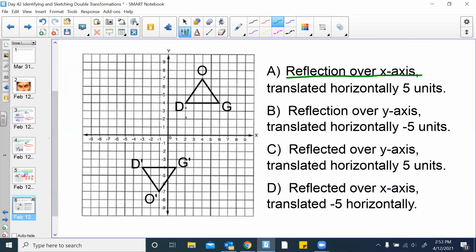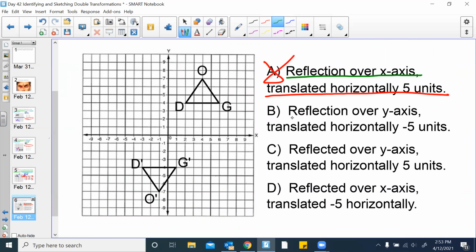Reflect over the x. So 1, 2, 3, 4. It took us 4 to get there. We have to go 1, 2, 3, 4 past it. And then we want to translate horizontally 5 units. It's positive, so we know we're going to go to the right 5. 1, 2, 3, 4, 5. And that's not what we're looking for. So I can tell you that A is out.